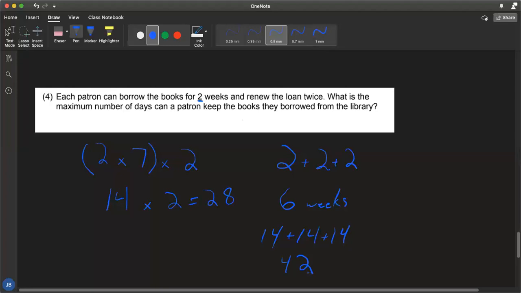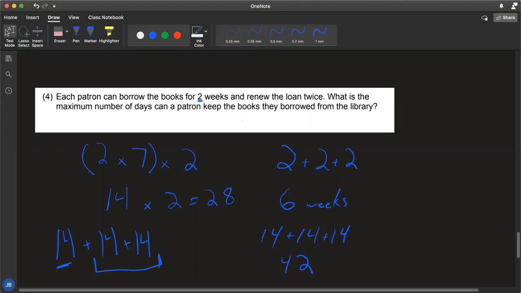And so I got 42 days. Just because since they can renew the loan twice, their initial one, they got it. And so that's 2 weeks, right? So 14 days. So if they can do it once, they get it for 14 days. Then they can go back and renew it again for 14 days. And then one more time. So they have their initial, and then they renew it twice. Does that make sense for everybody?